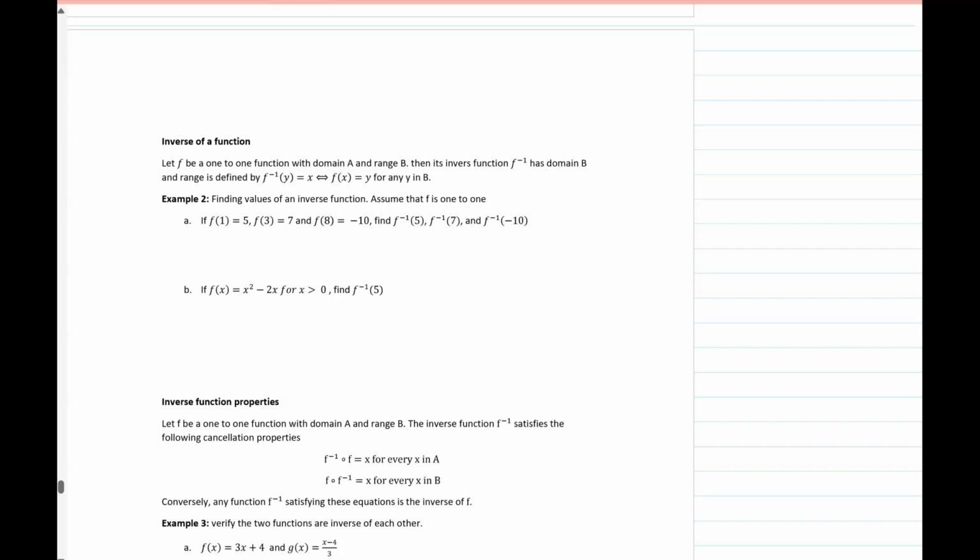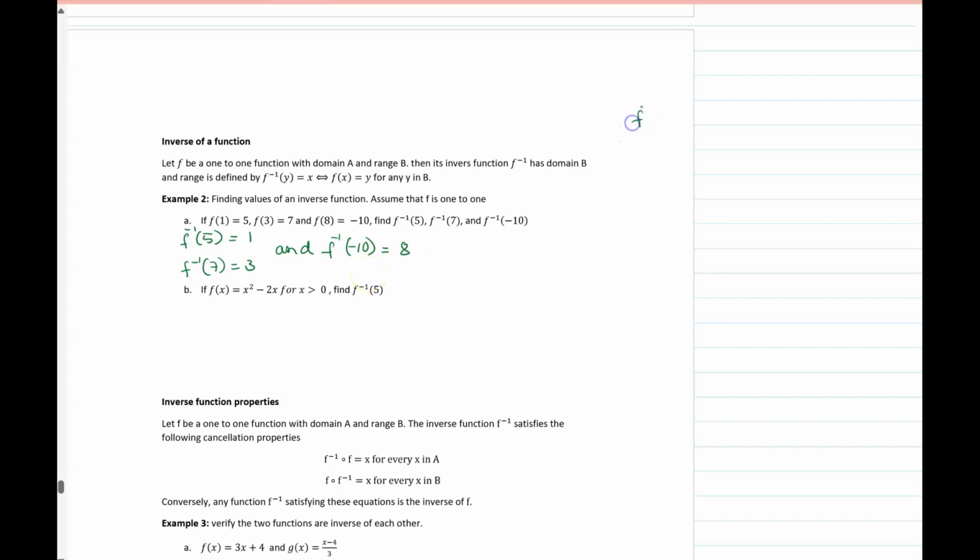So let's find the value of an inverse function. Assume that f is one-to-one. If f of 1 equals 5, f of 3 equals 7, and f of 8 equals negative 10, what is f inverse of 5? Well, f inverse of 5 is equal to 1. We switch domain and range, so the values of x and y switch. f inverse of 7 is equal to 3, and f inverse of negative 10 is equal to 8.